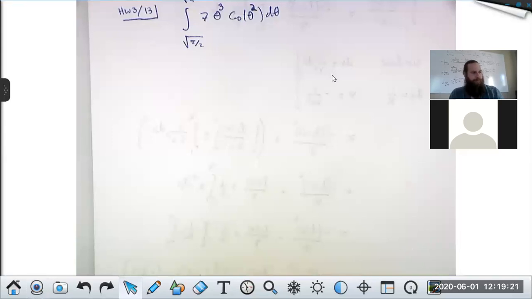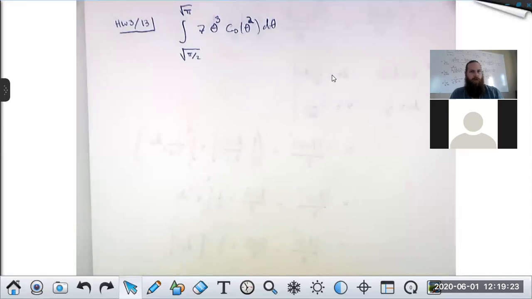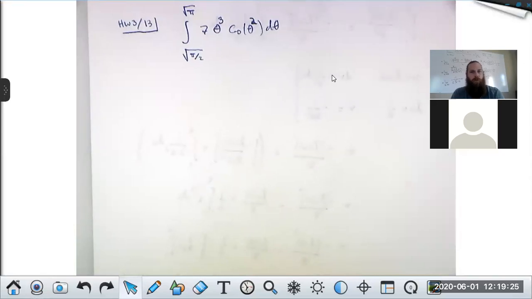There are kind of two things in this that make me think a substitution is worthwhile. First, the bounds. Those aren't super nice numbers, but they are square roots of super nice numbers, which suggests if I squared them, things would get nicer, and the way you end up squaring the bounds is by substituting z equals theta squared.